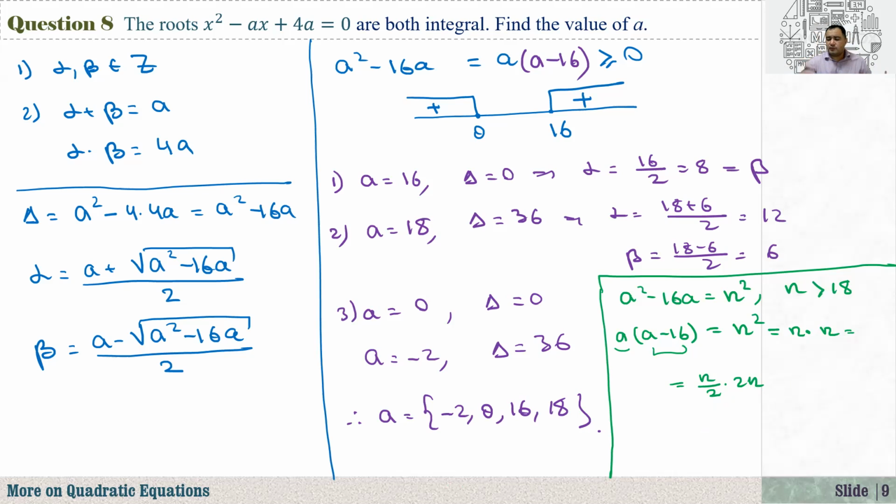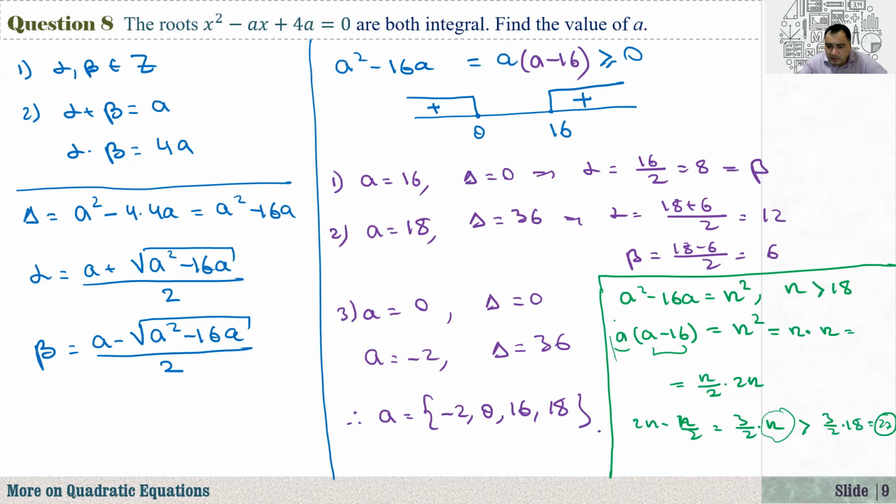That's the only way to write a number as a product of two numbers, right? Now from here, if you find the difference, what is 2n minus n over 2? That's equal to 3 over 2 times n, right? So this n is greater than 18, right? It's greater than 3 over 2 times 18. That's equal to 27 here.